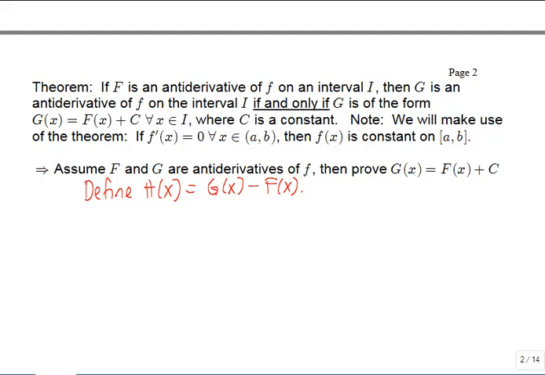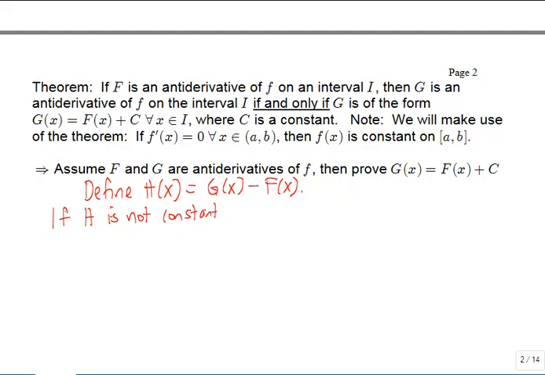Now what we're going to do is really a proof by contradiction. What I want to show is that h is really just this constant c, but I'm going to prove it by contradiction. So I'm going to assume that h is not a constant and show that there's a contradiction. So let's suppose that h is not constant.